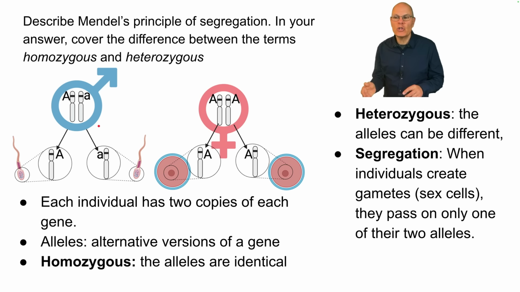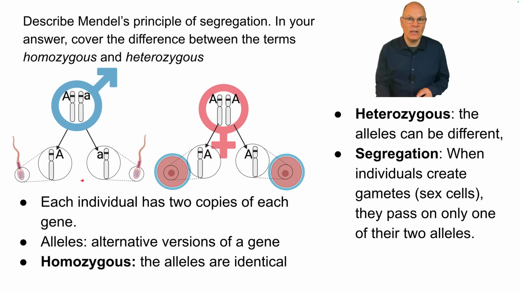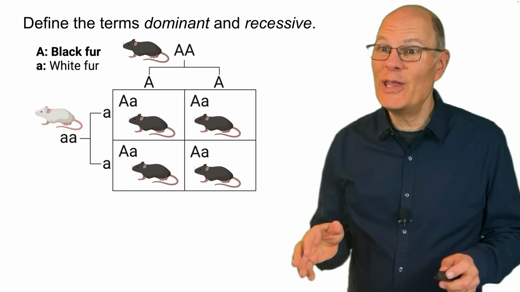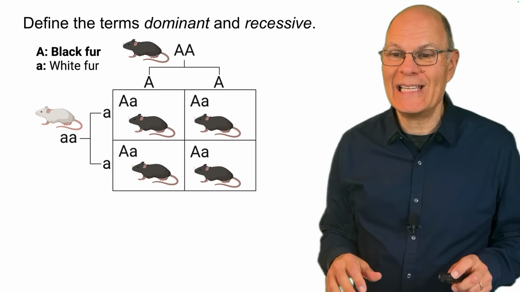When individuals create gametes, their sex cells, they pass on only one of their 2 alleles. So the alleles are together in the parent, but they become segregated or separated during gamete formation. Here that's happening in the formation of sperm. Here that's happening in the formation of eggs. If you feel that that corresponds to the events of meiosis, you're onto something, and we'll talk about that later. Define the terms dominant and recessive.